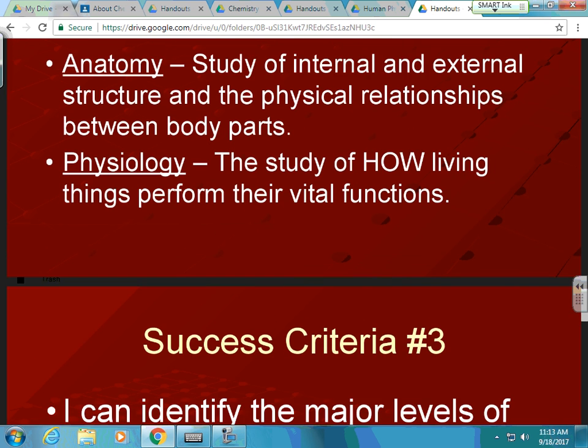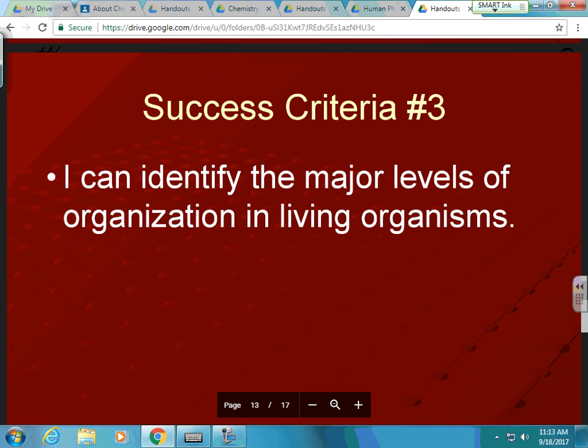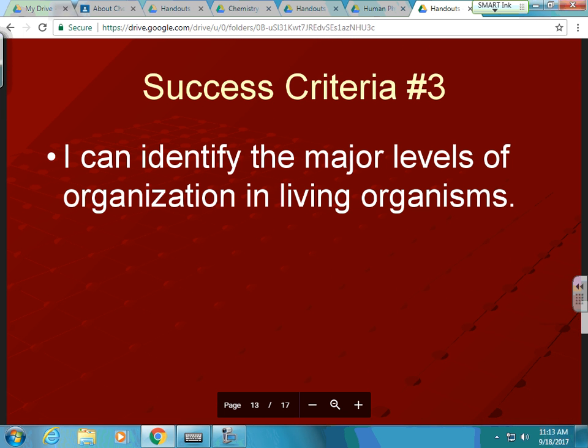All right, so one more for today, and there it is. I told you I messed up and put number 3. It should be 1.3. But I can identify the major levels of organization in living organisms, and this is another one you've probably done before in biology class.